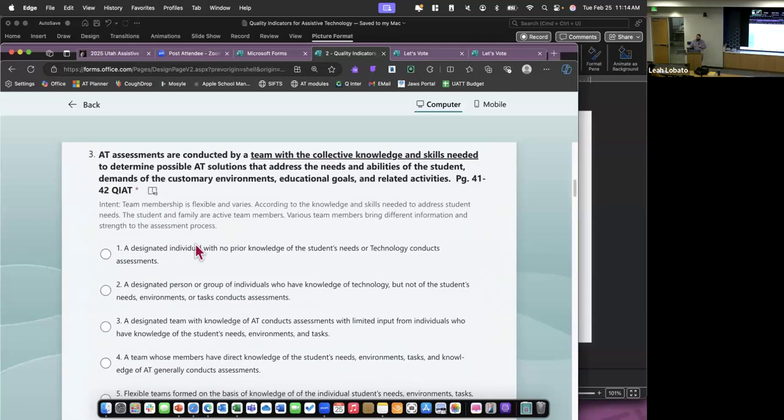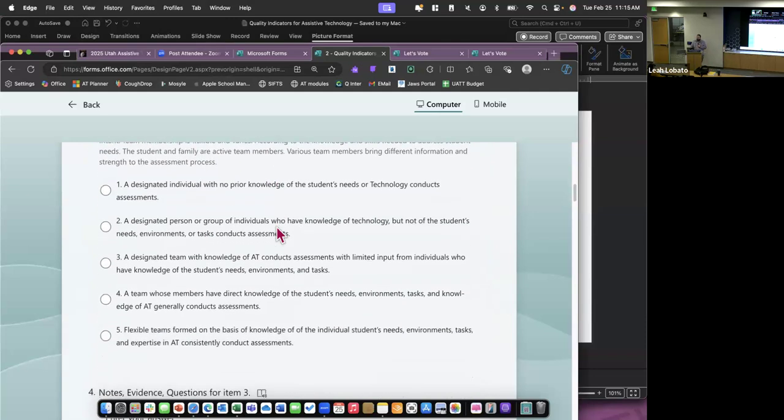The next question: AT assessments are conducted by a team with the collective knowledge and skills needed to determine the possible AT solutions that address the needs and abilities of the student. I will say on this one that we're going to mark a 4 for me. Why? Because every single one of our school teams are assistive technology specialists up until the point that they're not, right? And that's different for every single team.